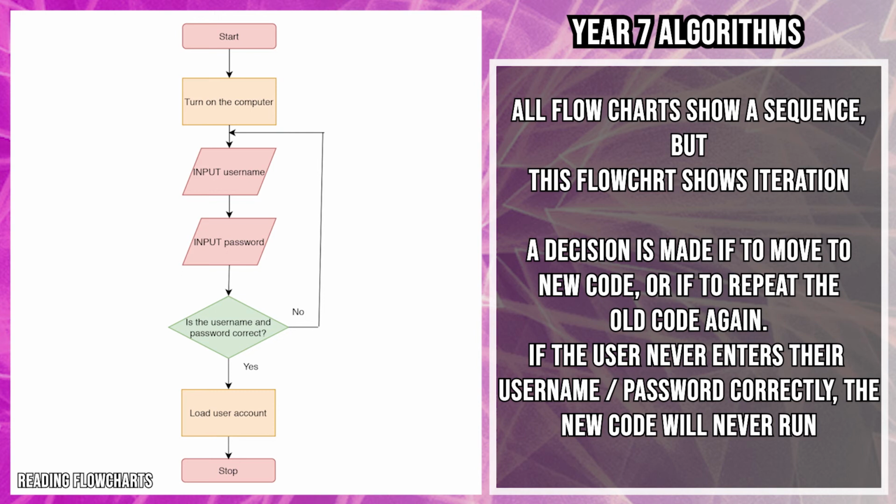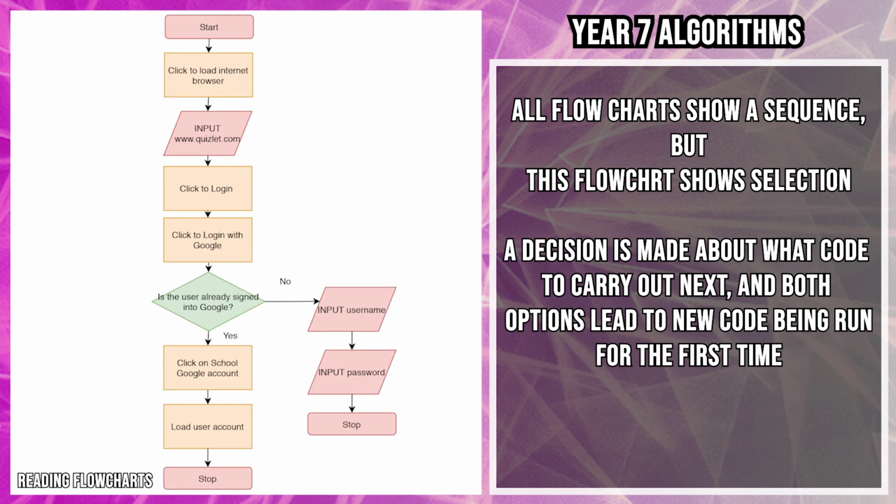So the flowchart starts with someone turning on the computer, they're then asked to input their username and password, and then the decision diamond checks whether or not their username and password is correct. If it is correct, the yes criteria is met and the account is loaded, the algorithm ends. If the username and password are not correct, then the decision diamond loops back round and asks them to enter their username and password again. It could be that if they never enter their username or password correctly, they're going to be stuck in this loop forever.